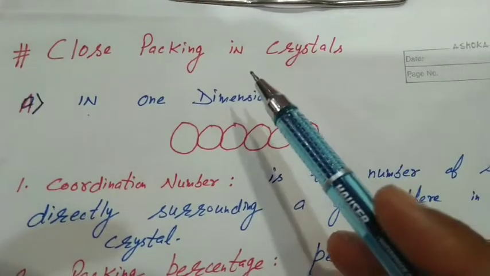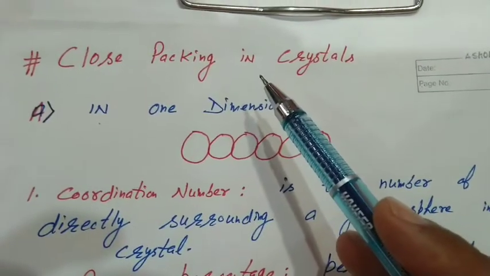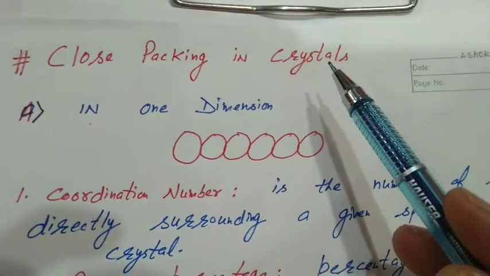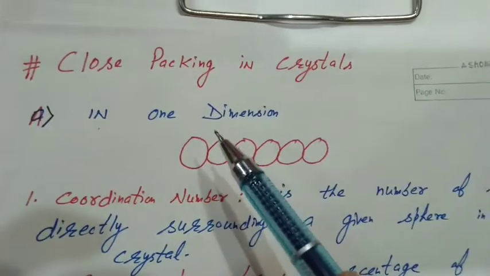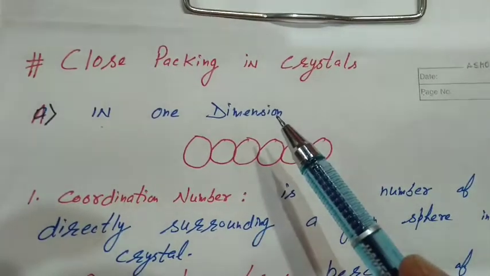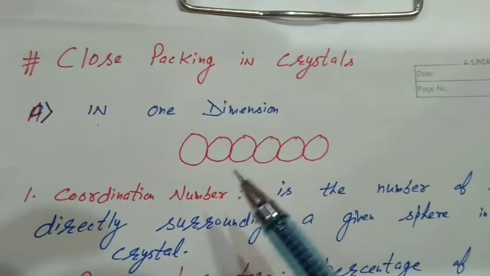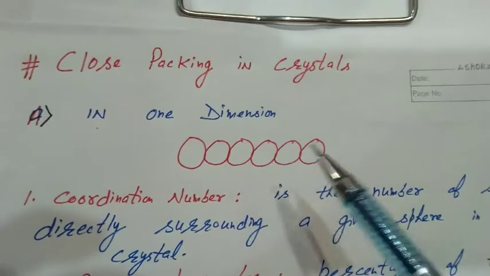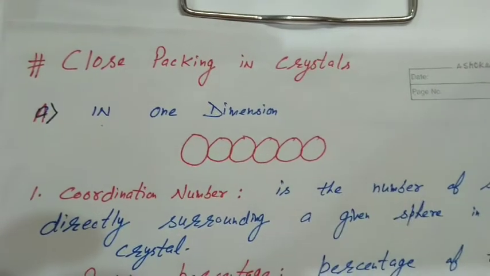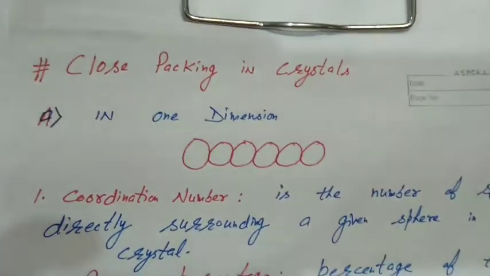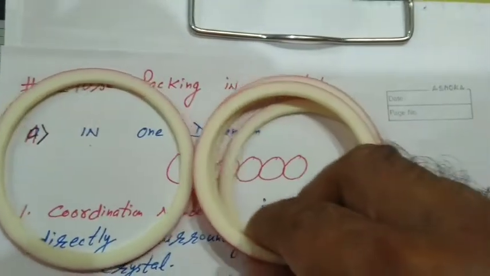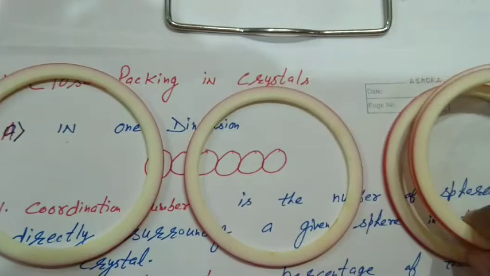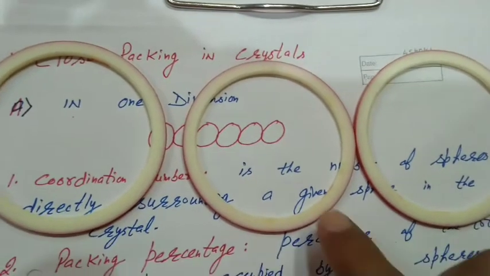Students, today in this session we will discuss close packing in crystals, that is packing of spheres. At first, packing in one dimension. In one dimension, one row of spheres is assembled. Spheres in one row are assembled with each other. Please look here carefully. It is packing in one dimension.